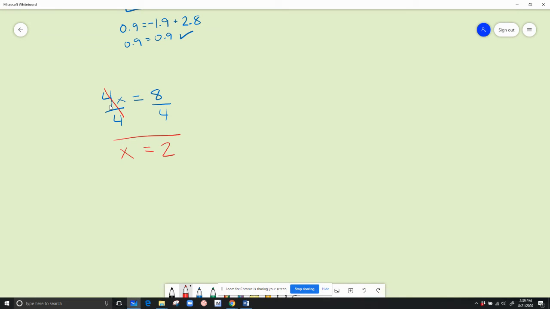We found our solution. Make sure you guys plug it in. See if you get it right. Remember, the original equation is 4x equals 8. 4 times 2 equals 8. We just plugged this in, right? And 8 equals 8. Ding, ding, ding. Our solution of 2 was correct, and we just verified it.